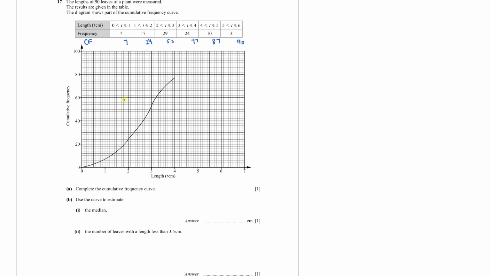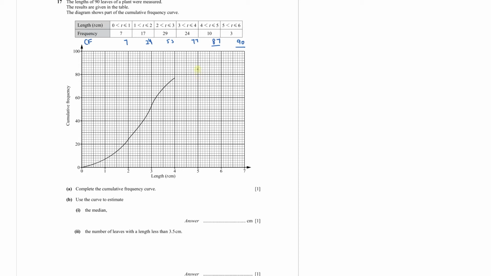Now you can plot the rest of the points. The last one you're given is 4. So at point 4, you're at 77. So this is the last coordinate. We have to plot these 2 points. The next one is 5, and the value is 87. So this is the line representing the length 5 centimeter, and I have to go up till 87.